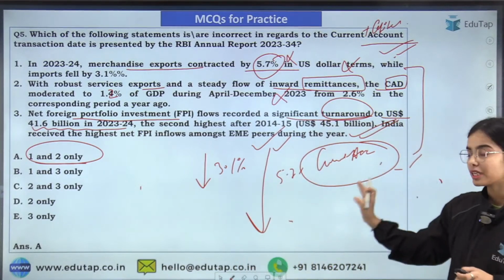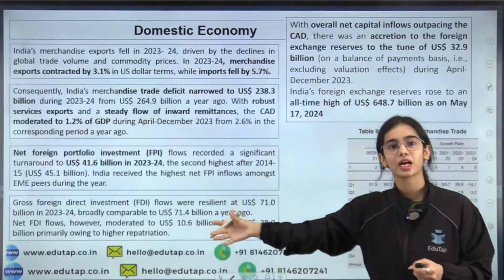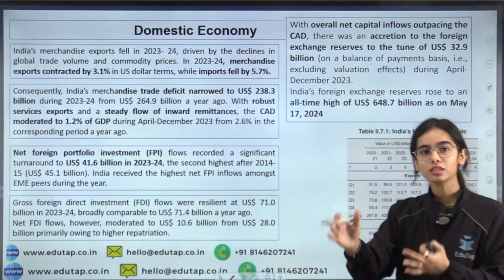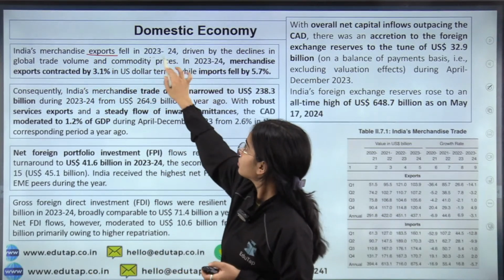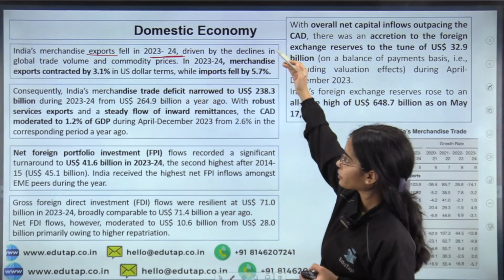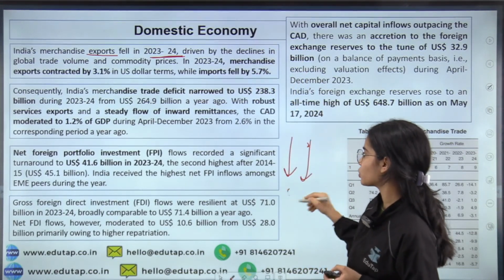Okay, what is the capital account, what is the current account deficit, what is the current account, all has been explained to you in the complete session. Okay, so India's merchandise exports fell in 2023-24. You just need to know that there is a fall that has come in the exports and the imports.